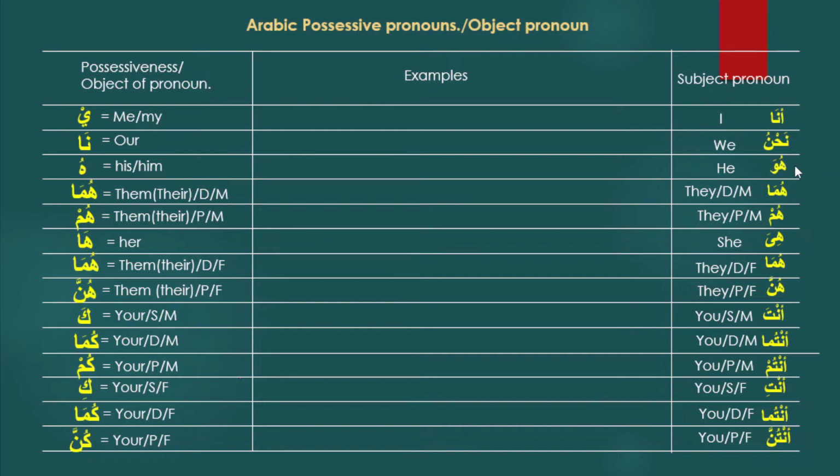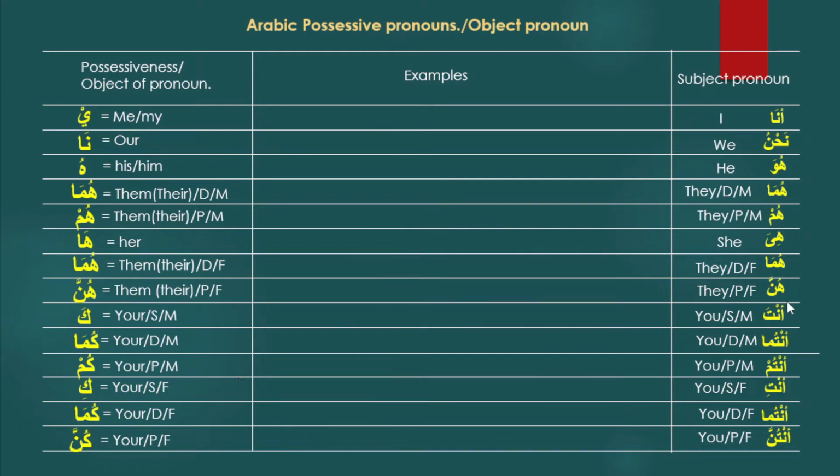But from hua, the object will be his or him. It just comes from here. So delete this hua and what remains is hu. Hu is the object pronoun. Huma, subject and object are the same. Hum, subject and object are the same. Again here, the subject is hiya and the object is ha, just ha. And huma and huma are the same for subject and object. Hunna, hunna the same.